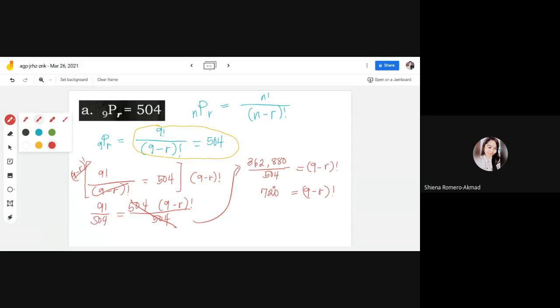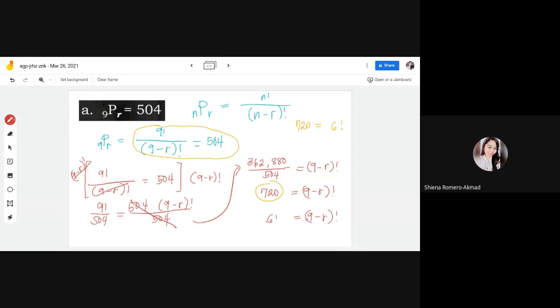Naalala nyo what 720 is in factorial? Ano value ni 720 sa factorial? Anong factorial yung may value ng 720? 6. That's 6 factorial. 720 is equal to 6 factorial. So, ang gawin natin dito, we equated to 6 factorial equals 9 minus r factorial.